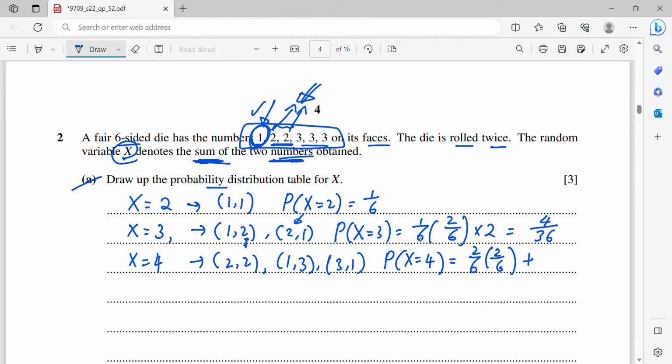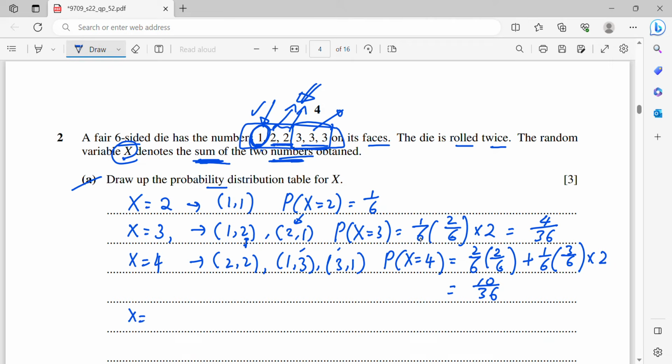Plus, to get 1, 3, so 1 is 1 out of 6 faces. So it will be 1 over 6 times the 3. You will see 3 times because there are triple 3 when you observe the faces. So it means that it will be 3 over 6 for getting 3. Alright, and then here 1, 3 and 3, 1 will be the same probability, therefore I times 2. Alright, so from here when you calculate, it will be 10 over 36.